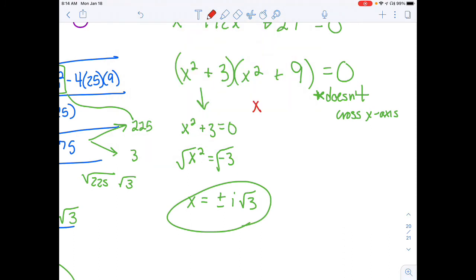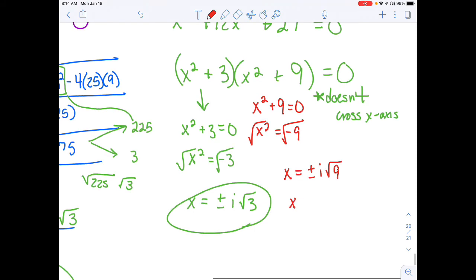Now this one, go through the same steps, please. Take the 9 to the other side, take the square root, because to undo an x squared, when you draw a square root, you must use plus and minus in your answer. The negative is an i, and then we have the square root of 9. And the square root of 9 is 3. It's not a square root anymore because the square root of 9 is just 3.